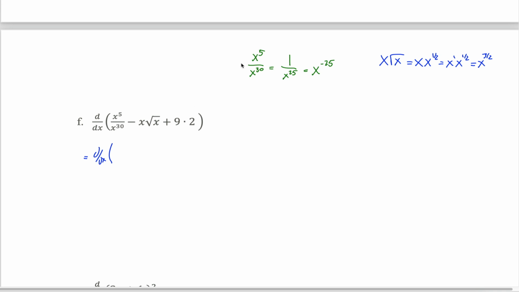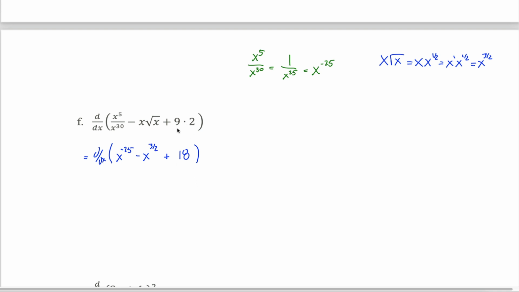Since x to the 5th over x to the 30th is the same as x to the negative 25th, I can replace this expression with x to the negative 25th, and similarly, instead of writing x times the square root of x, I can write x to the 3/2 power. Ooh, and 9 times 2, that's equal to 18, right? Yeah, it is. And if you want to make this 18, you can. Or if you want to leave it as 9 times 2, you can. It really doesn't matter. This term is a constant. When you take its derivative, it's going to be 0. Doesn't matter if you leave it as 9 times 2 or 18.